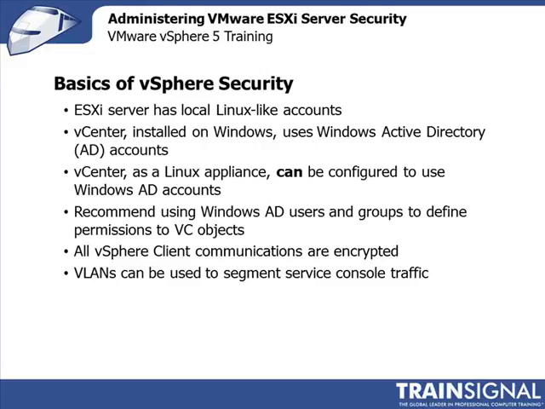If you use the vCenter Linux appliance, it can be used to authenticate through Windows Active Directory, and I show you how to do that in the lesson for the VCSA. However, by default, it's got those same Linux-like accounts, so the default account on the VCSA is root. Now, it's recommended to use Windows Active Directory users and groups to define permissions to Virtual Center objects. It's a great way to lay out the role-based administration of your virtual infrastructure, and then you can administer it completely from Windows Active Directory. And that's exactly what I'll be showing you how to do in this lesson.